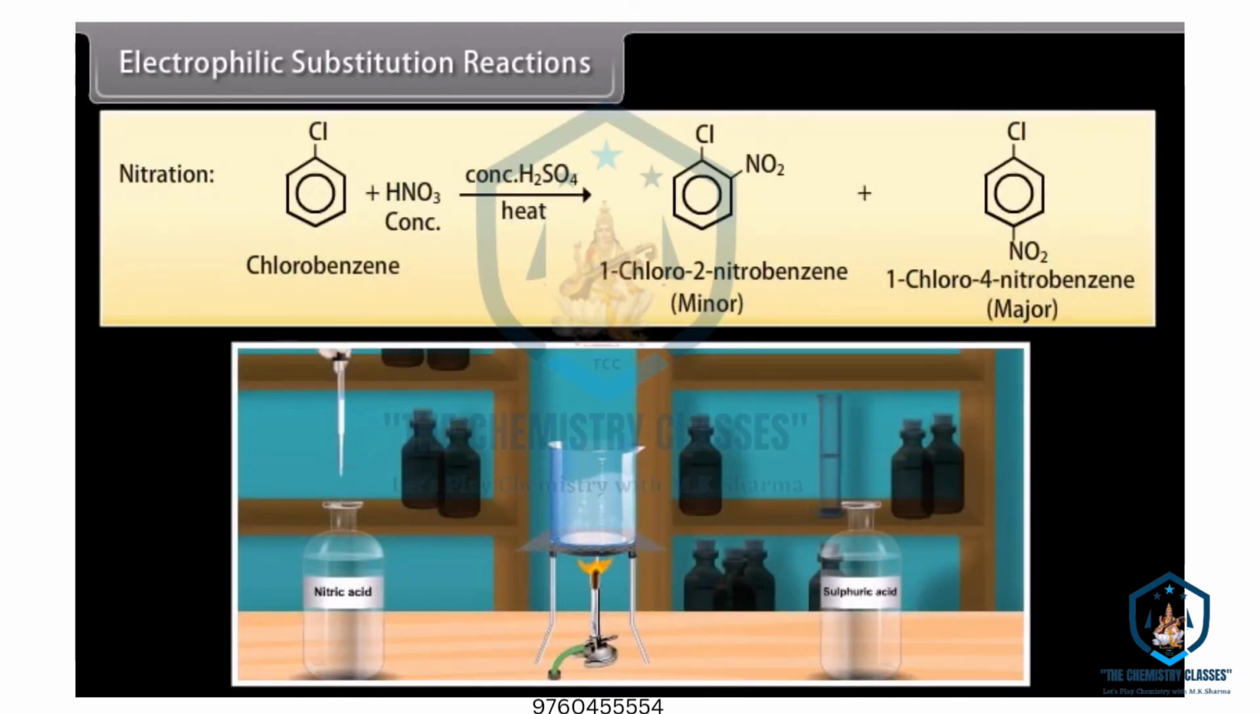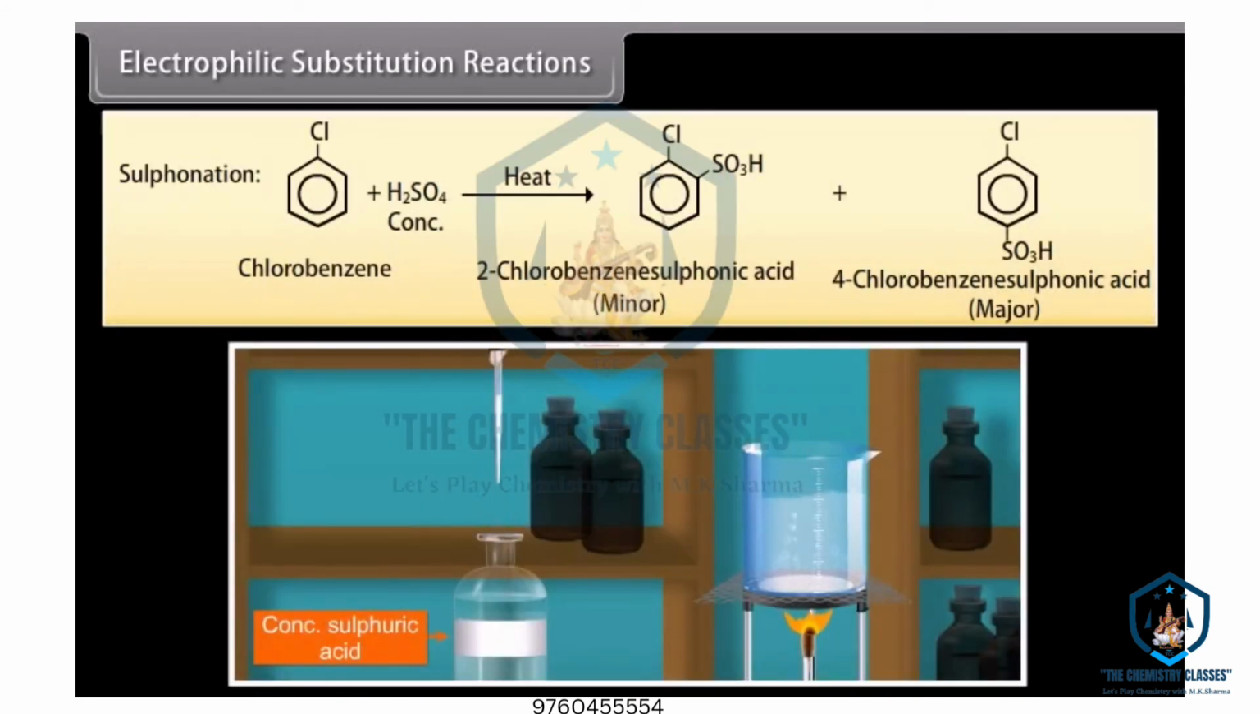Nitration. When chlorobenzene is mixed with nitric acid and concentrated sulfuric acid is added, it reacts to give 1-chloro-2-nitrobenzene, which is a minor product, and 1-chloro-4-nitrobenzene, which is a major product.